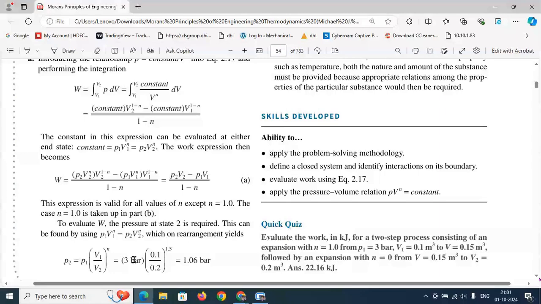So 3 bar, 3 into 10 raised to 5, 0.1 is the initial volume, 0.2 is the final volume, meter cube, raised to n. Which value do you want to substitute? For the first process, you substitute 1.5 and find the answer, 1.06 bar. Substitute 1 and find for the second process. Substitute 0 and find for the third process. You will get the P2 values for all three processes. For the third process, what they told is n is 0. In that case, you will get again 3.